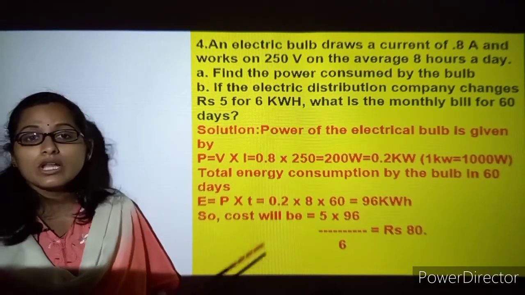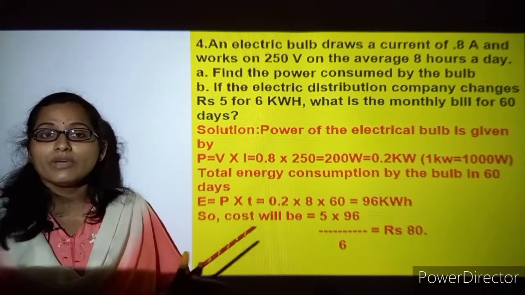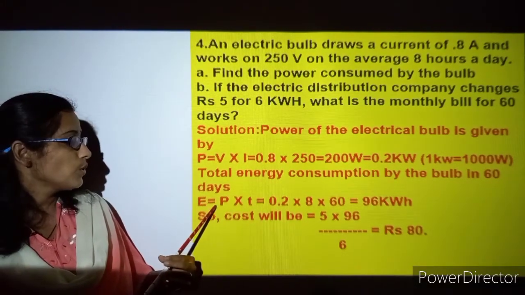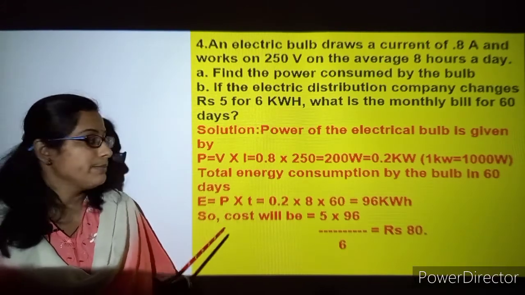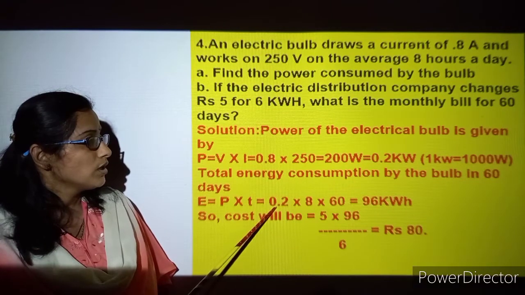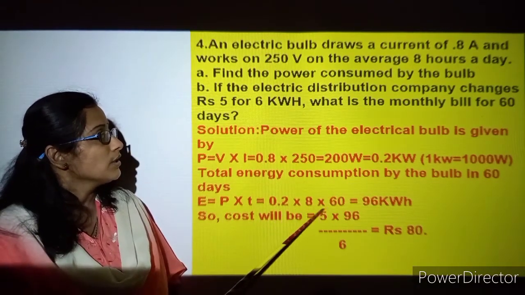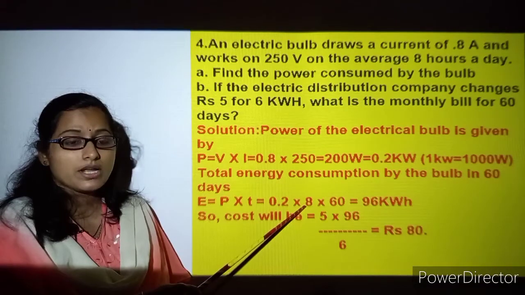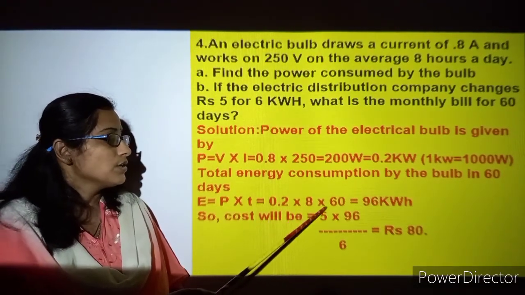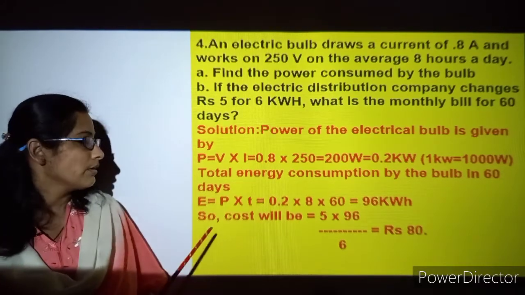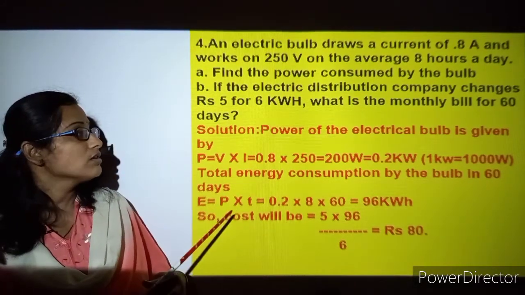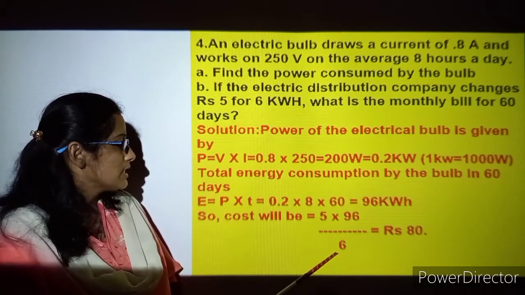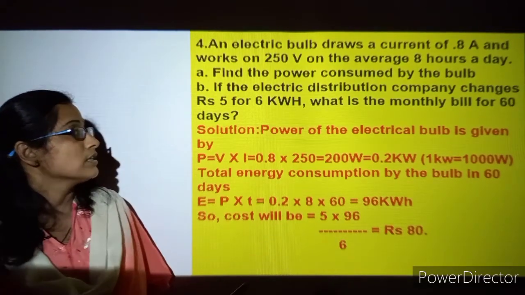Now, the question asks for the total energy consumption by the bulb in 60 days. So energy consumption, E is equal to P into T, that is power into time. You need to substitute 0.2 into 8 into 60. They have given 8 hours a day, so that is what we substitute here as 8. So 0.2 into 8 into 60 is 96 kilowatt hour. What will be the cost now? They have asked the cost or the monthly bill. So it is 5 into 96 by 6, so it is rupees 80.